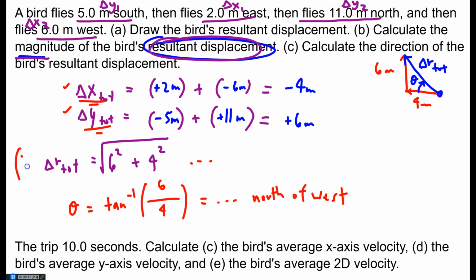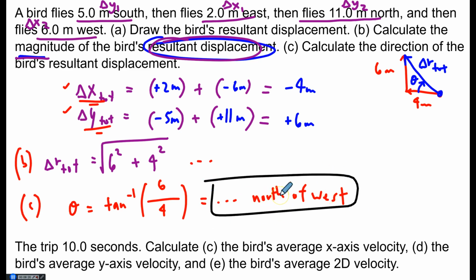So this is part B, the magnitude. C was the direction, which is this entire answer. It's the angle plus the north of west.